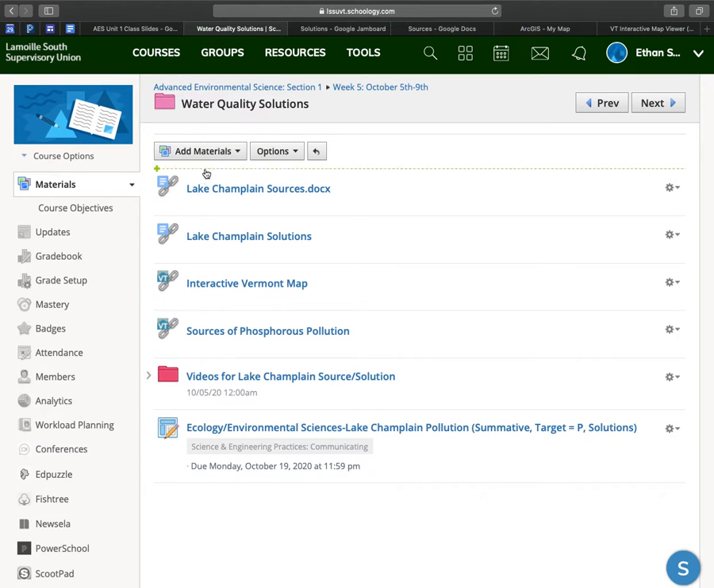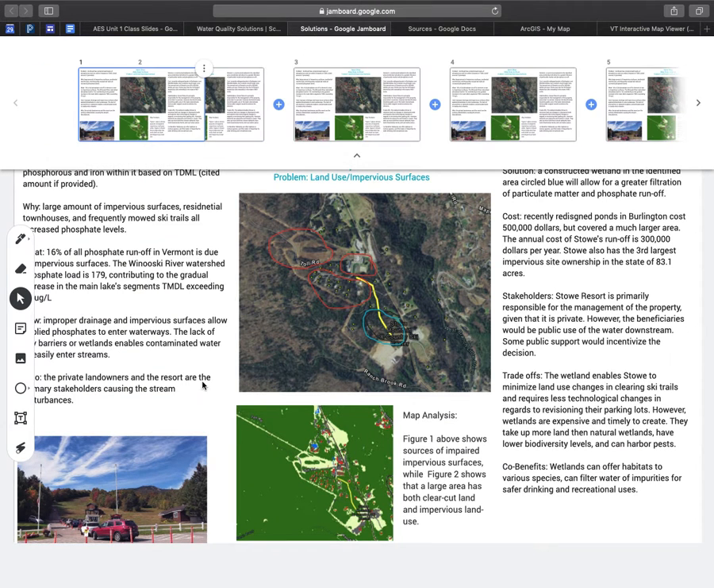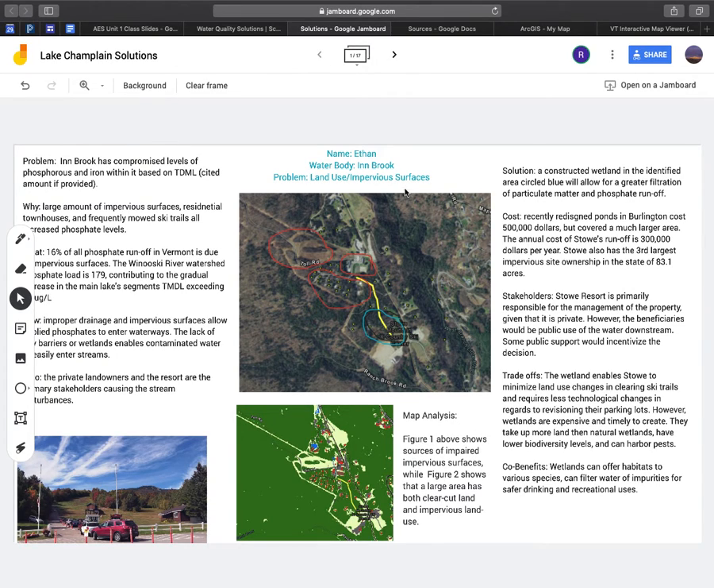So this is week 5, and this is the water quality solutions. Ideally, you're going to be opening sources, solutions, and the interactive Vermont map. The solutions document is this. Now this is a Jamboard that everyone should have an ownership of a page, and you're really going to be focusing on this today in terms of finding maps and images that allow you to target a specific water body and specific problems associated with that water body that are causing the Lake Champlain water quality to have an adverse effect.